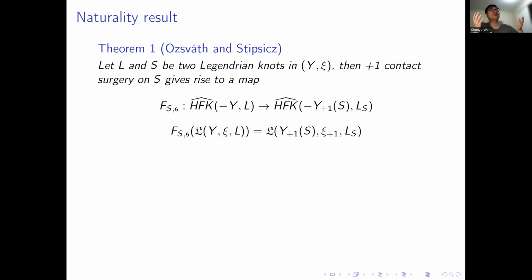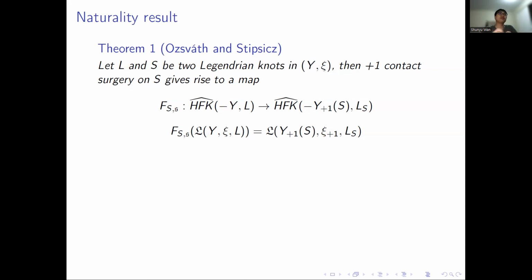Let L and S be two Legendrian knots in Y. Then if you do +1 contact surgery on S, it will give rise to a map from the original contact manifold to another contact manifold. Smoothly, the map induced by the cobordism will provide a map from the knot Floer homology of -Y, L to the knot Floer homology of -Y with +1 contact surgery on S, together with the induced knot L of S. And the theorem states that these maps will map the LOSS invariant to the LOSS invariant.